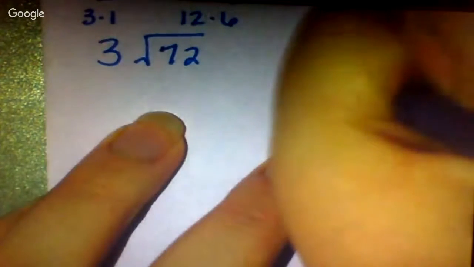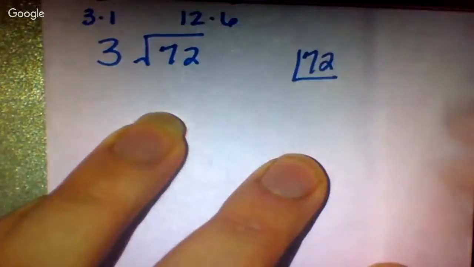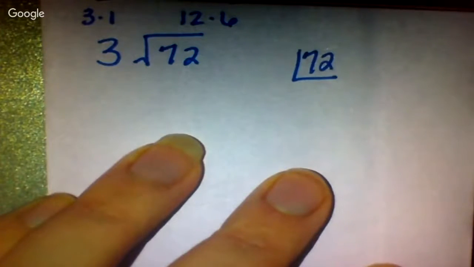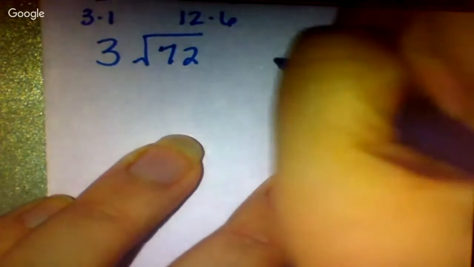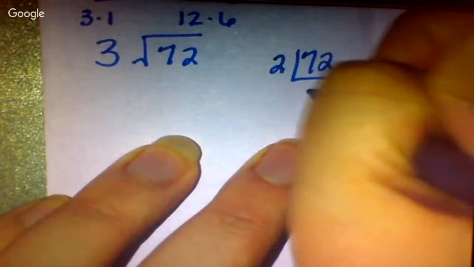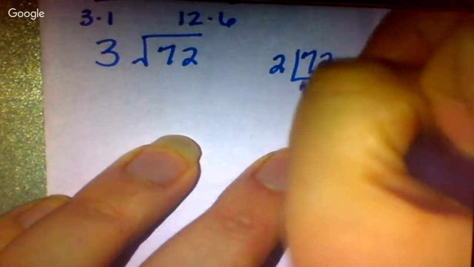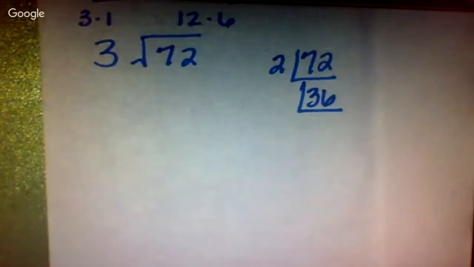Okay, your last step then is to simplify. So let's break down 72. 72 is divisible by 2, and you're left with 36. 36 is now divisible by what, Stefan? What goes into 36?